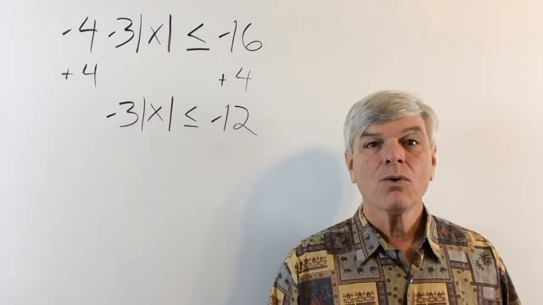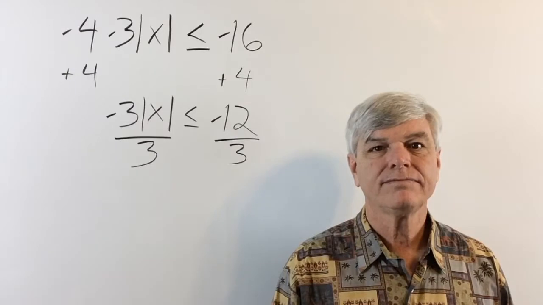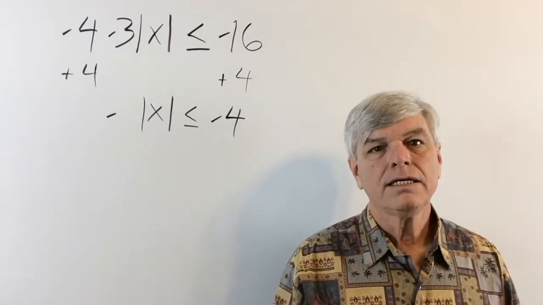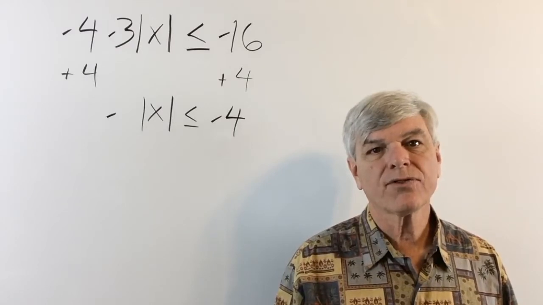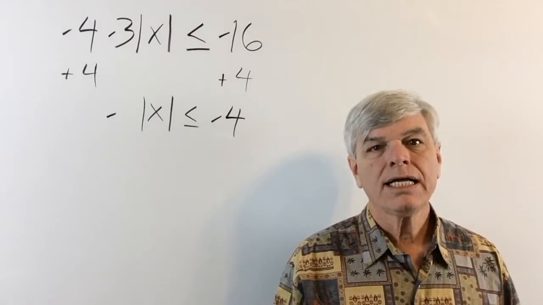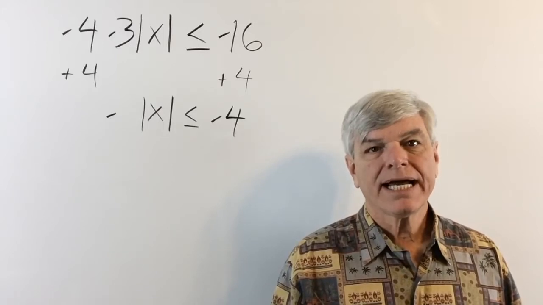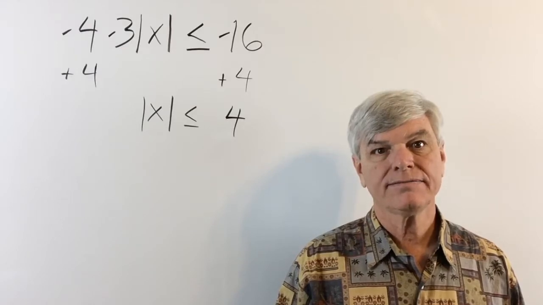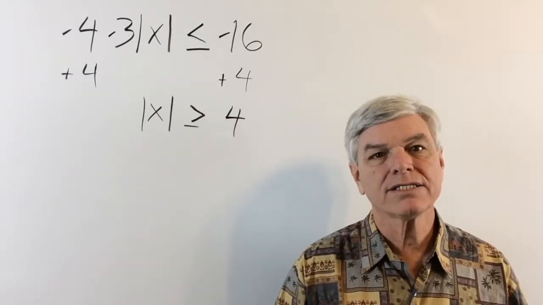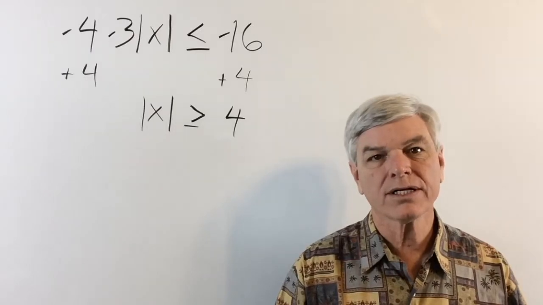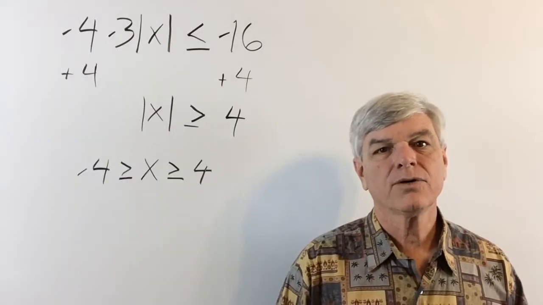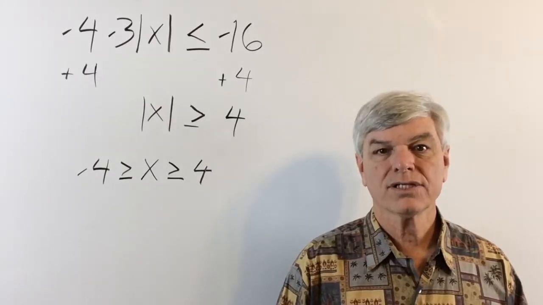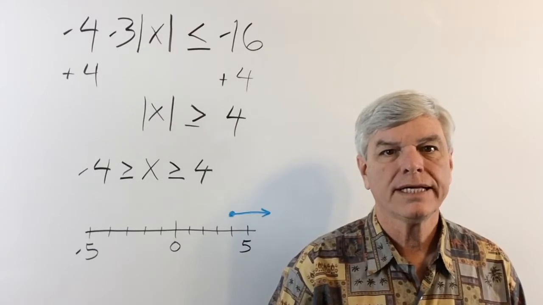But anyways, we're going to divide both sides by 3. And that will isolate the absolute value of x except for the negative. And of course, -12 over 3 is going to be -4. So we're going to multiply both sides by -1. And of course, don't forget to flip that inequality sign. And the absolute value of x is greater than or equal to 4, which is going to look like this. So -4 is greater than or equal to x, which is greater than or equal to 4. So let's graph that. And that'll look like that.